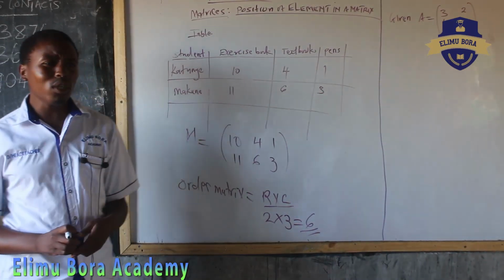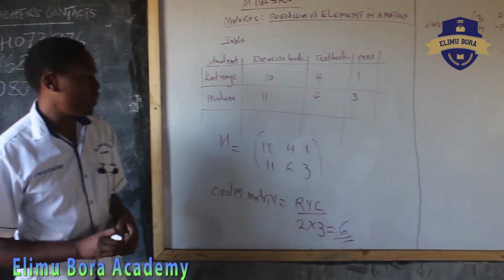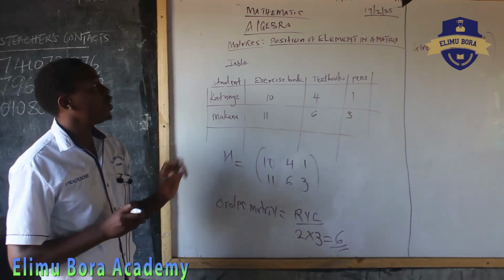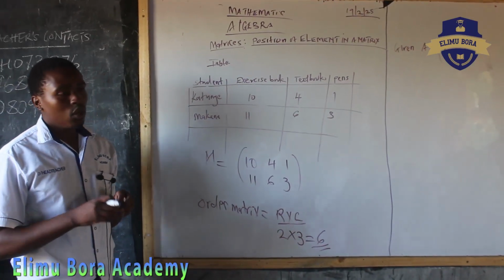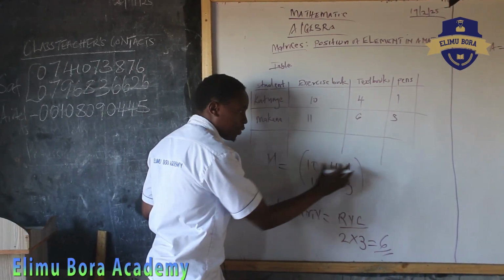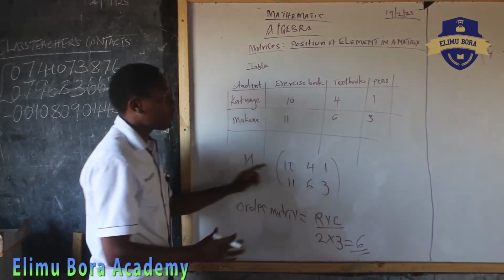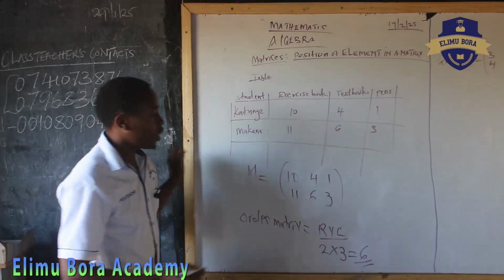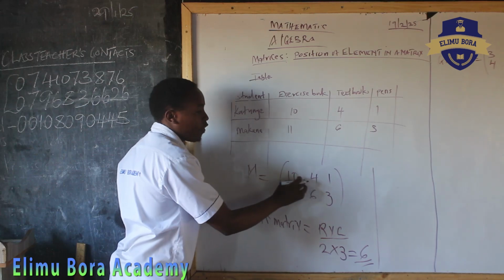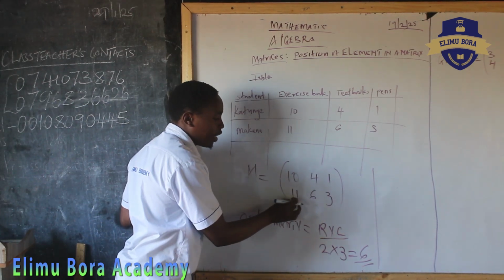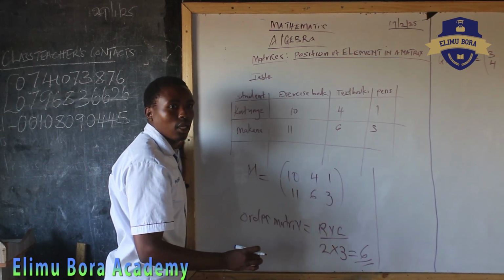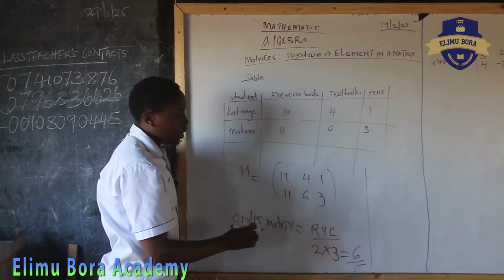So today, we want to check something different from what we learned the previous day. Today we want to look on the positioning of the elements. So when I talk about the positioning of elements of this matrix, we want to use the same thing that is here under this matrix. Now, when we look on this one, we have 10, we have 4, we have 1. Then we have 11, 6, and 3. So what do we call these numbers that are inside, class? Elements. These numbers are elements.